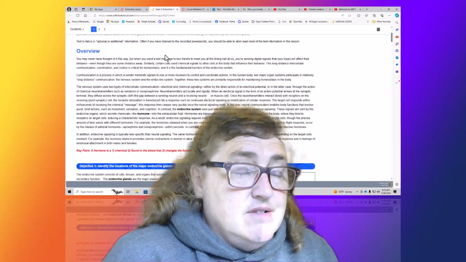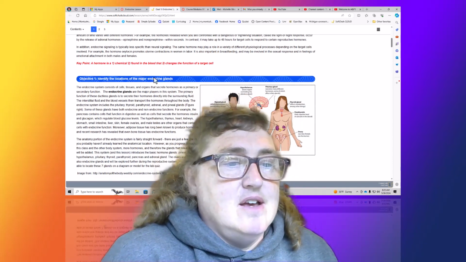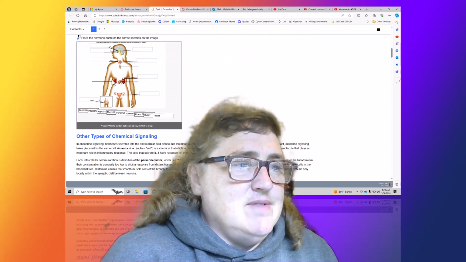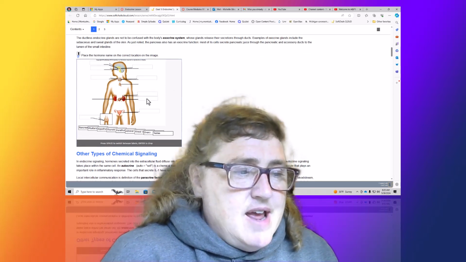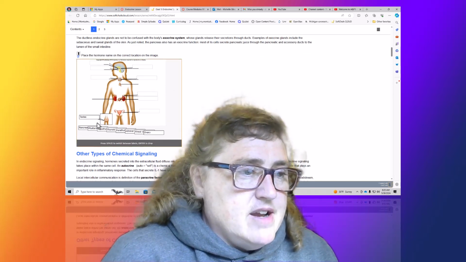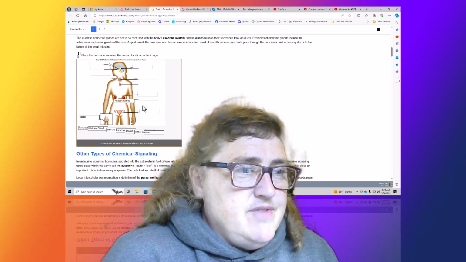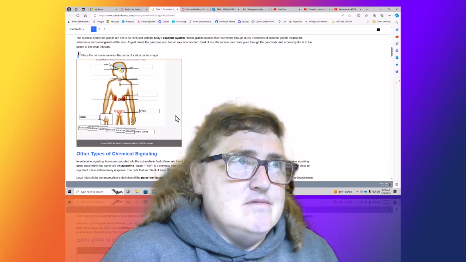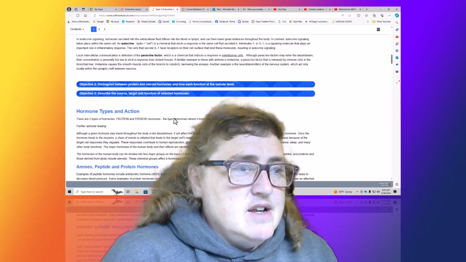This is literally straight from the textbook with all the pictures and then little activities. So the first one is the anatomy, and you just drag and drop, and if you put it in the wrong spot, it'll bounce off. Okay, so it's a good way to practice and do more than just sit and read.